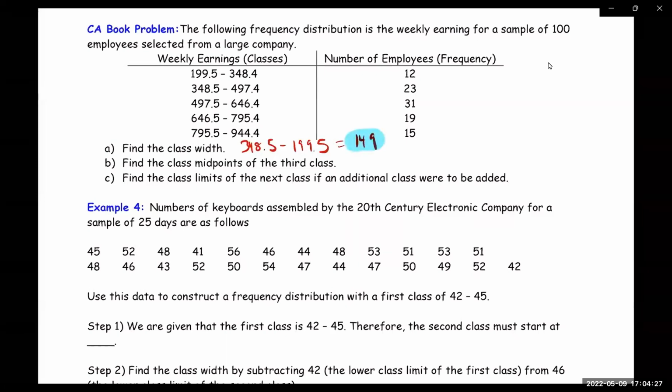All right, the next one, find the class midpoints of the third class. So here's the third class. The midpoint is when you add them and divide by 2. So let's add them first. 497.5 plus 646.4, whatever that is. And then don't forget to divide by 2. After dividing by 2, I'm getting 571.95.